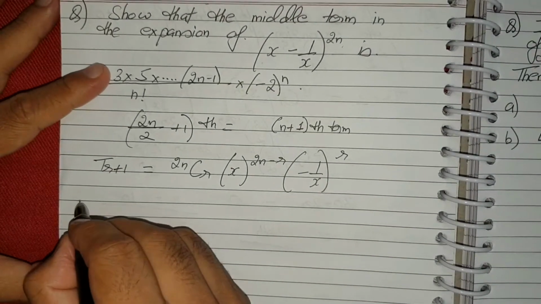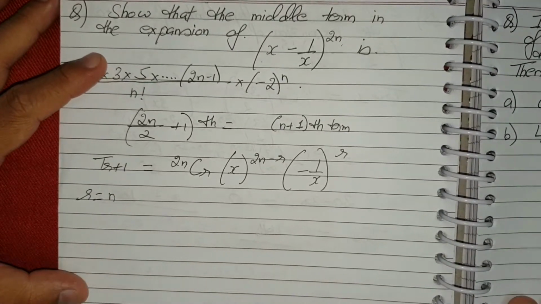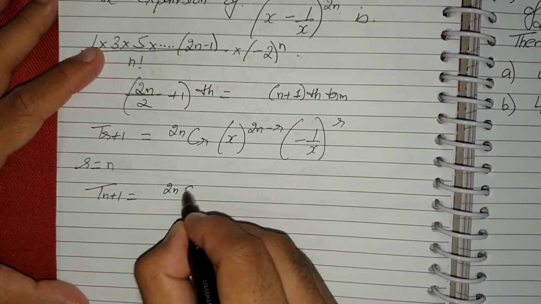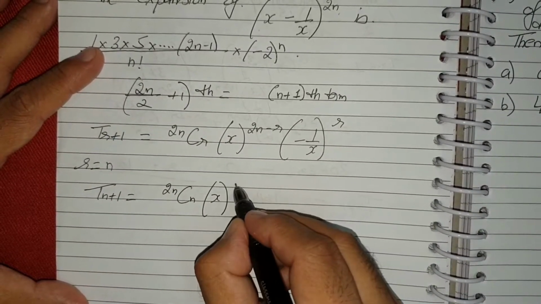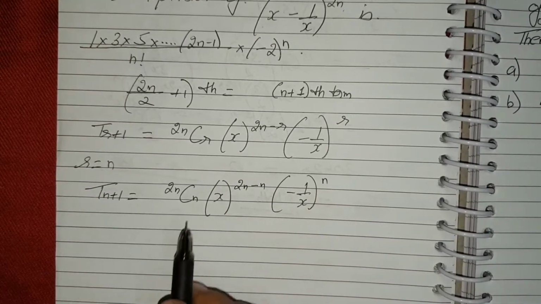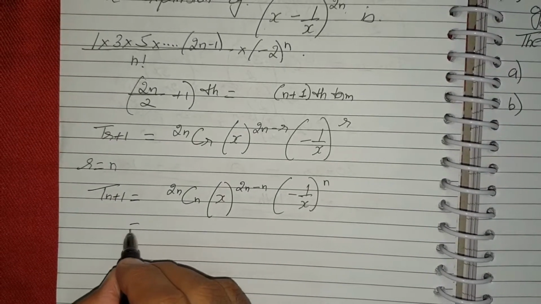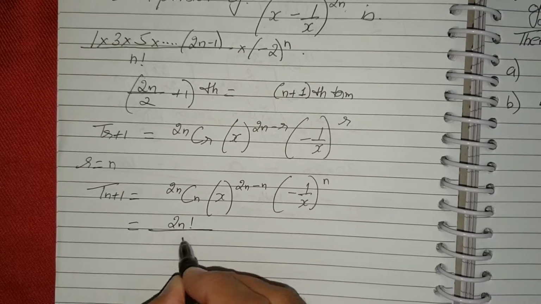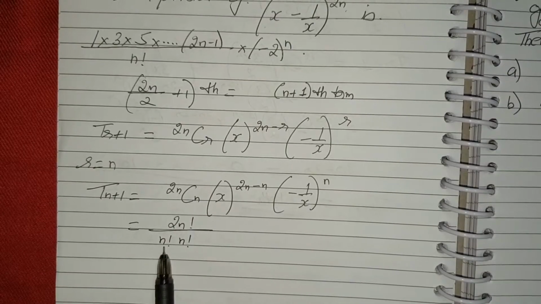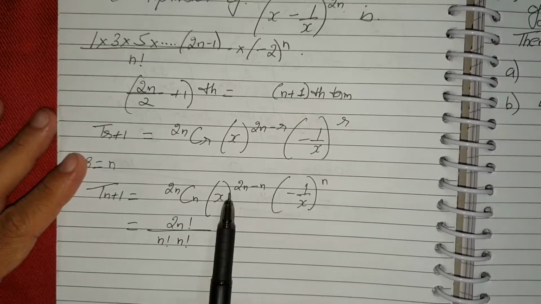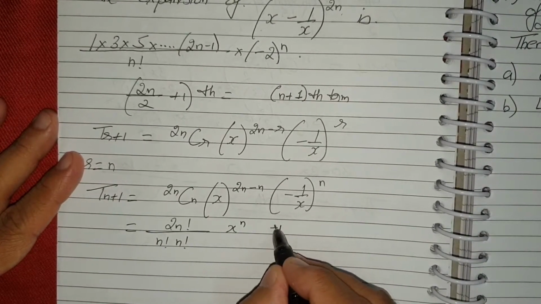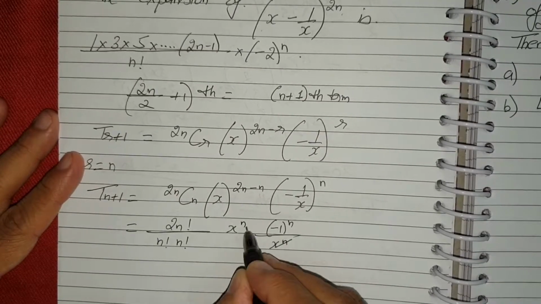So, putting r equals n, this will be T(n+1). So, this is 2n C n x to the power 2n minus n, minus 1 by x to the power n. So, basically 2n C n is what? You can write 2n C n as 2n factorial upon n factorial into n factorial, because r factorial, and 2n minus n factorial is n factorial. This is x to the power n, and this can be written as minus 1 to the power n, and this is x to the power n. These two will get cancelled.